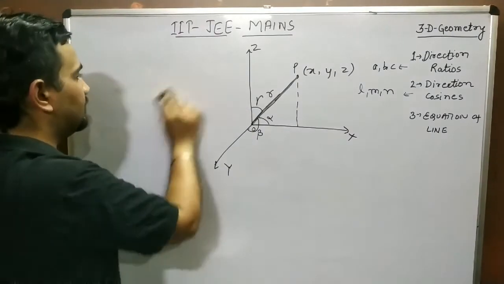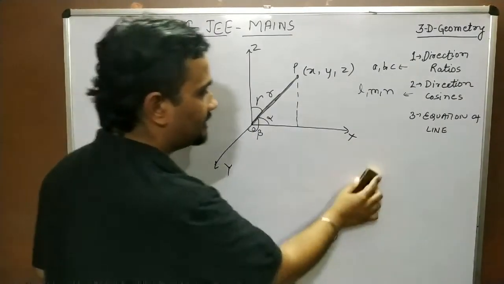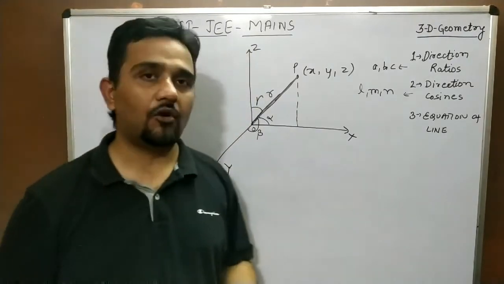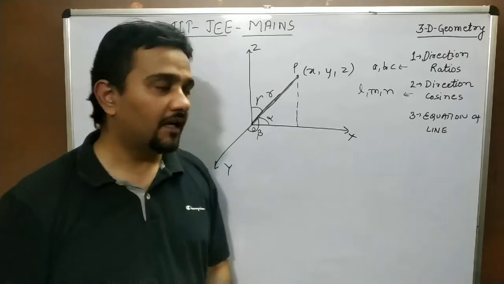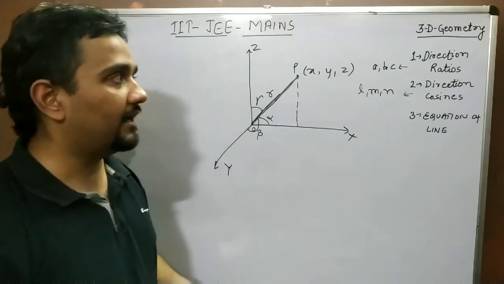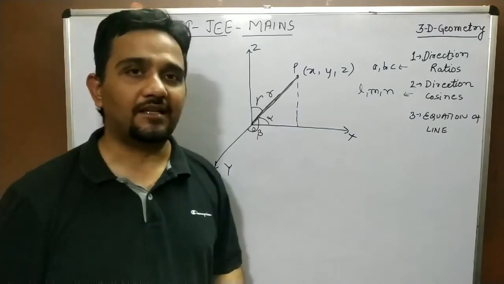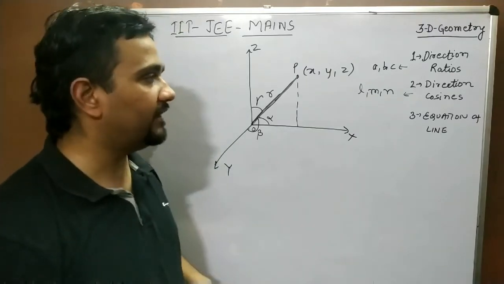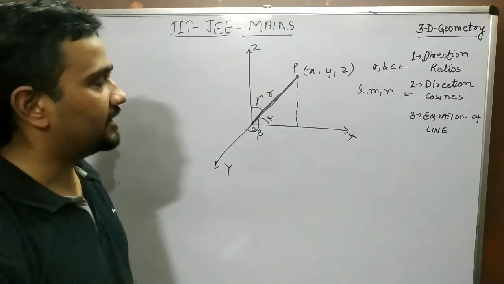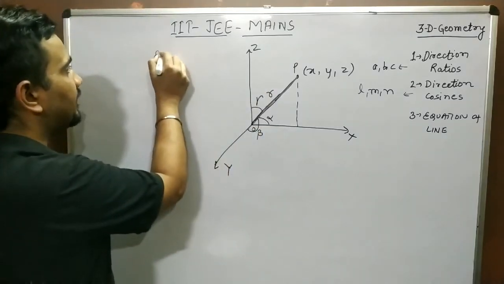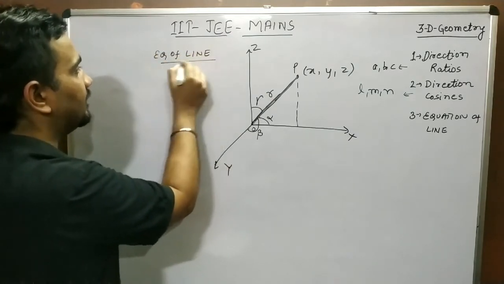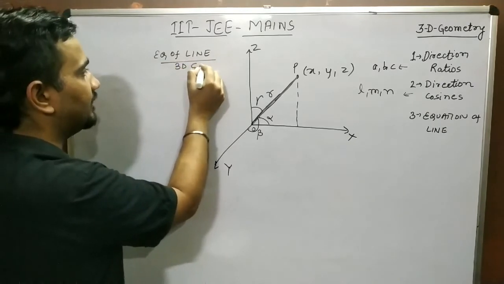So these are the basics. Likewise, we had taken x, y in the 2D geometry, and we had done all of our calculation taking x and y. Here we will do all the equations, all the questions taking direction ratios and direction cosines into account, and finally move ahead with the equation of a line. So how can we get a line in this? So, the equation of a line in 3D geometry.